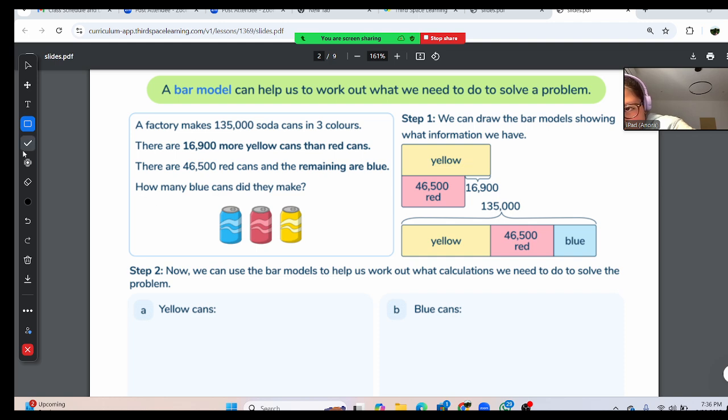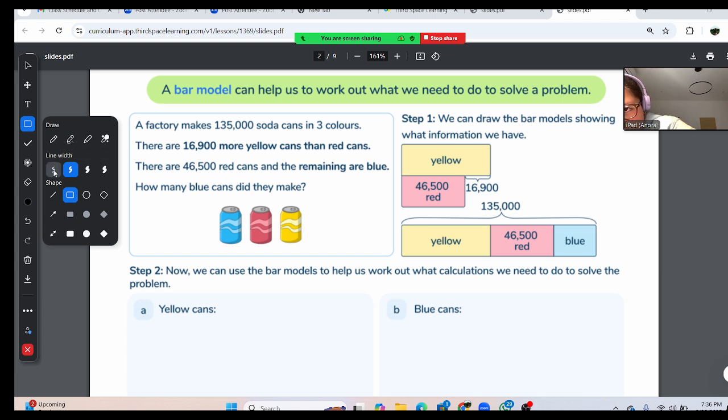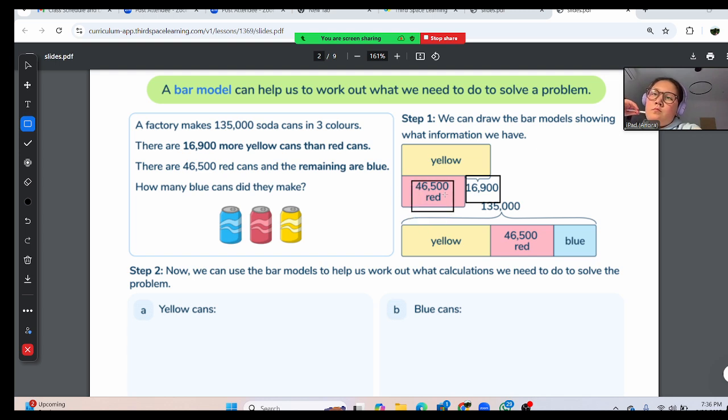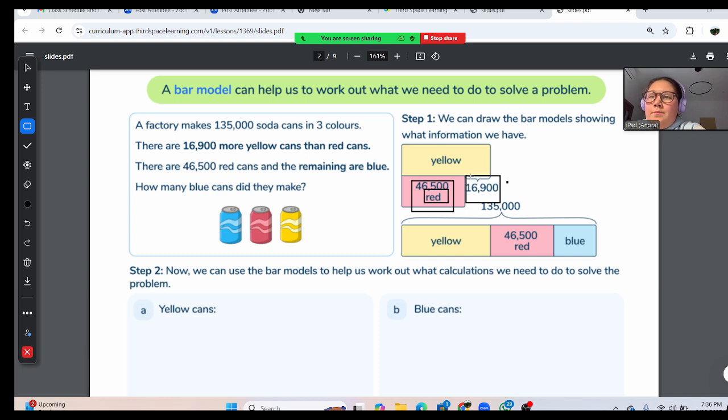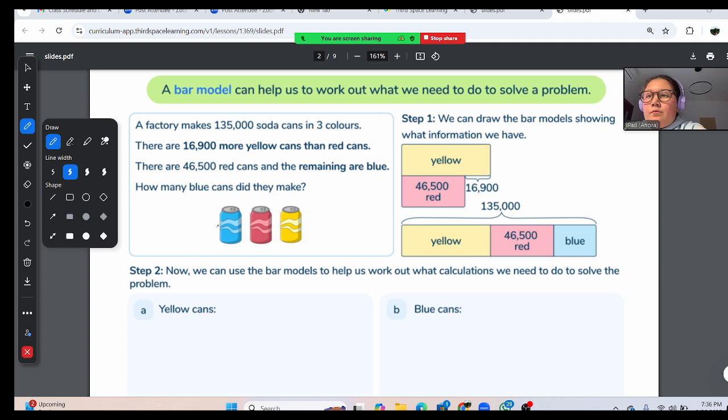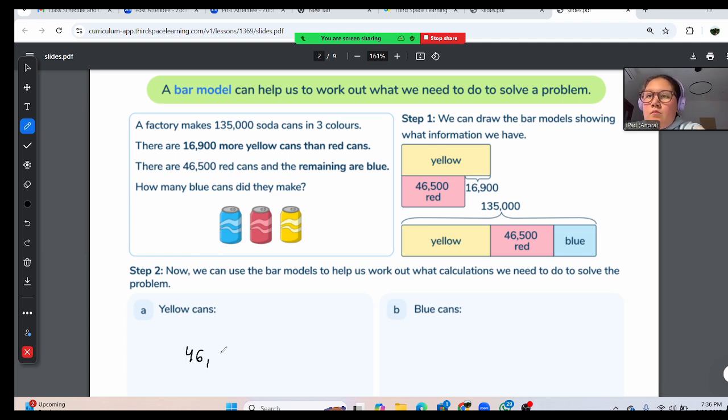The other information that is given is that the yellow are this much more than red. So if I add the red and this number, I would get how many yellow cans there are, right? So what I would do here is add 46,500 plus 16,900, because the sum of these two would give me yellow, right?